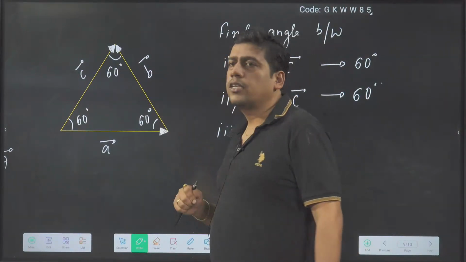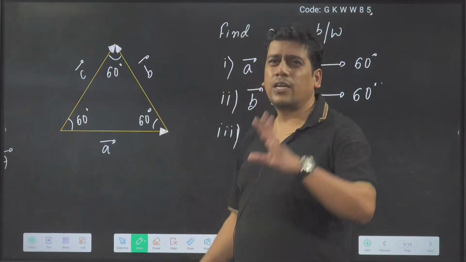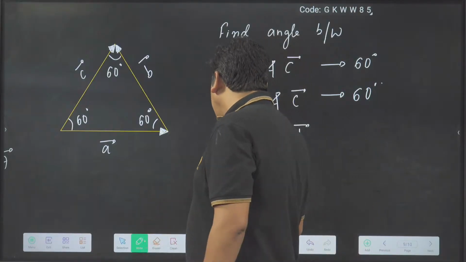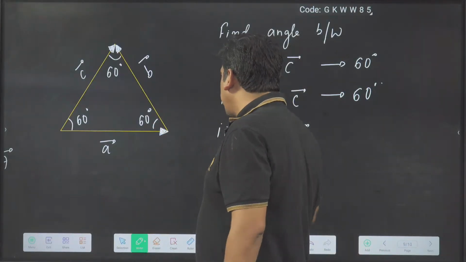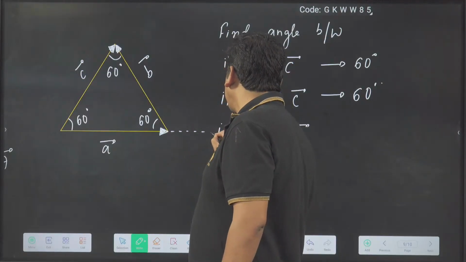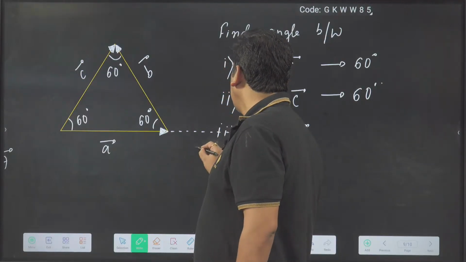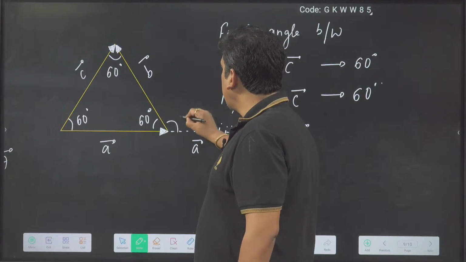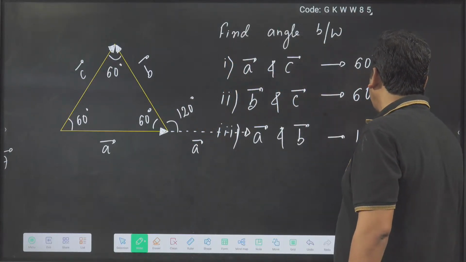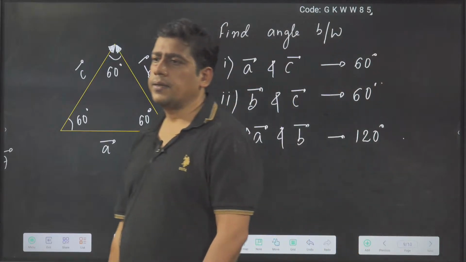So this 60 degrees should not be the answer. Then what we can do, either you can directly do 180 minus 60, or to visualize, you can shift this A vector to the right side. You can imagine we have shifted this A vector to the right side. So this angle will become the angle between A vector and B vector, which is 120 degrees.